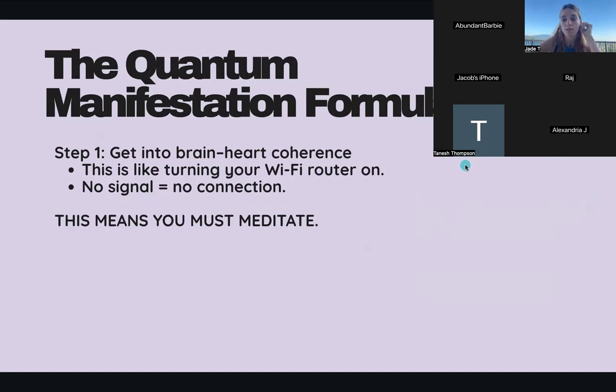We are flying through this, so it's time to learn the quantum manifestation formula, which is what you are probably all here for. Okay, number one, as I mentioned, is to get into brain and heart coherence. So I like to simplify all of this by referring to a Wi-Fi router, if we were to use that analogy. So getting into brain-heart coherence is like turning your Wi-Fi router on, step one.